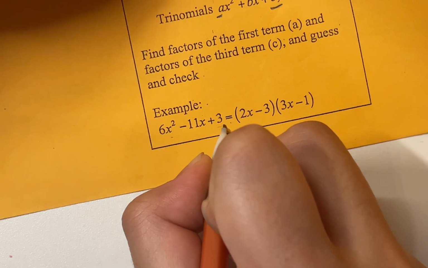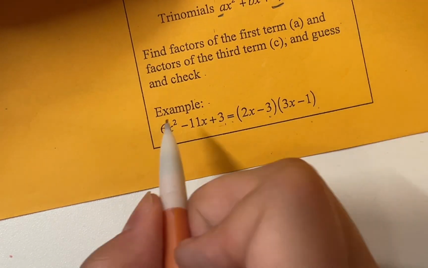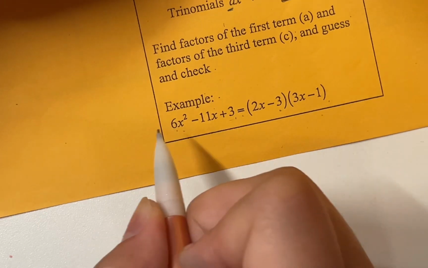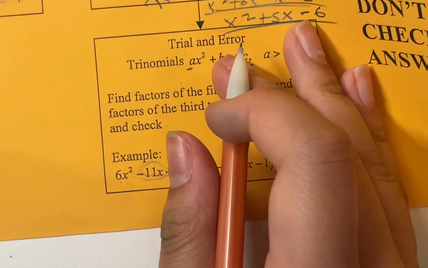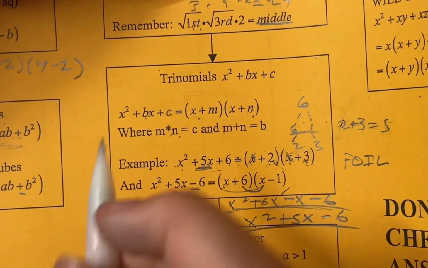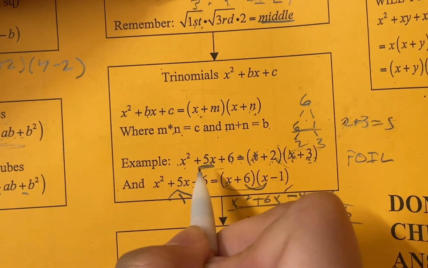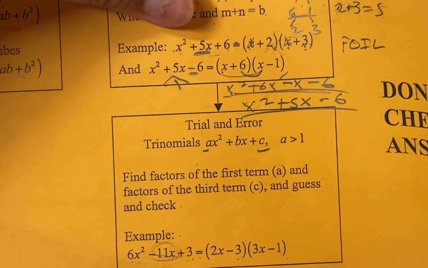Factors of 3 would just be 3 and 1. So that's why we have a 3 and 1 here. There's no other option. And factors of 6. But remember, when you do the FOIL, you need to get 11 from those, because as we see up here, m plus n needs to equal b. So this is our b. This middle term is our b.